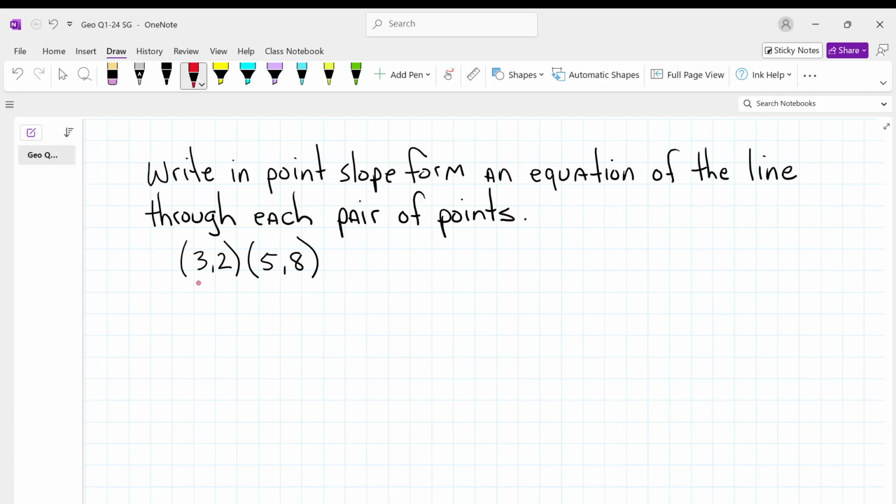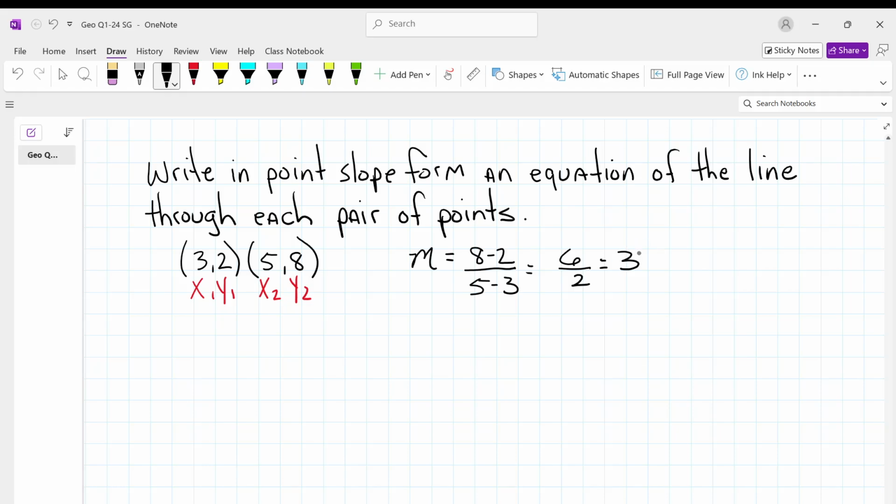All right, we label the points, our x sub 1 and our y sub 1, x sub 2 and y sub 2. And then we use the slope formula. So our m is equal to y sub 2 minus y sub 1, so 8 minus 2, over x sub 2 minus x sub 1, which is 5 minus 3. So our slope is equal to 6 over 2, which is 3.